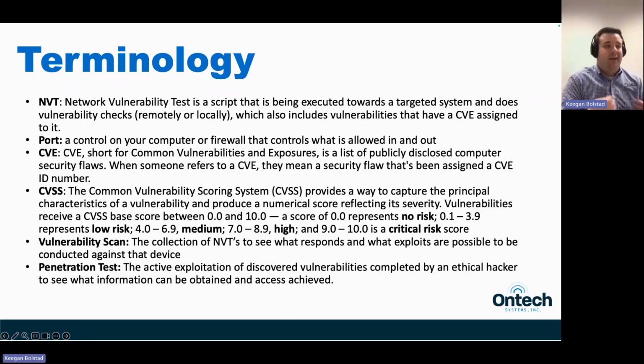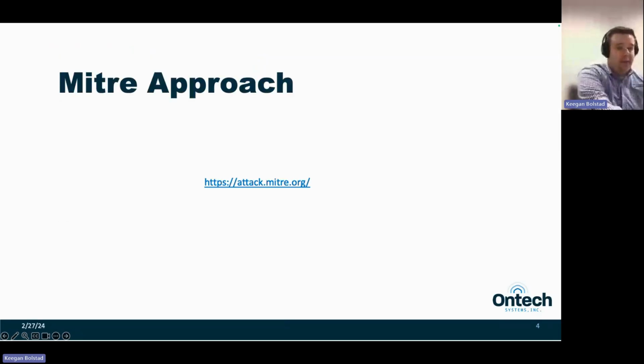But it's important to understand that, again, that's not something that Ontech is making. Vulnerability scan, that's really what we're talking about today. And then that step above it is the penetration test, that active exploit against a discovered vulnerability.